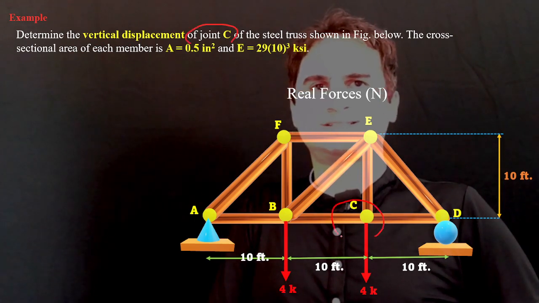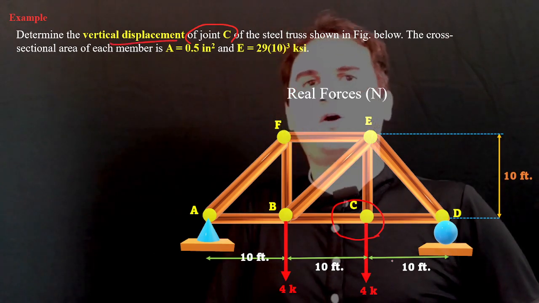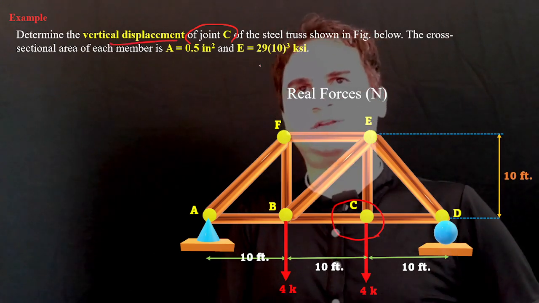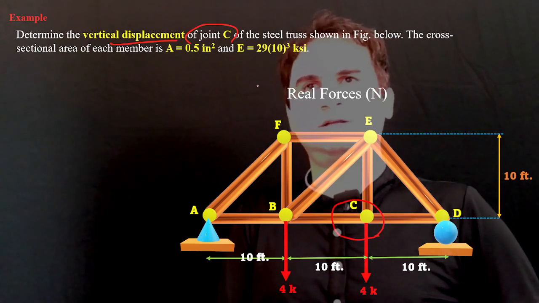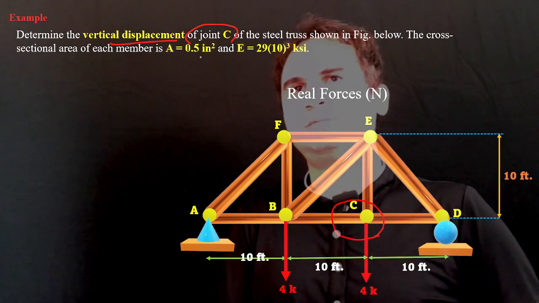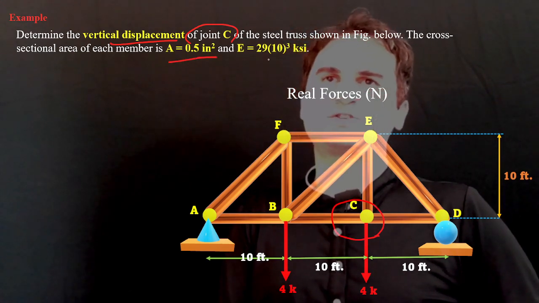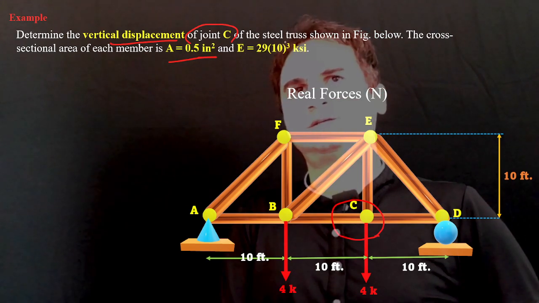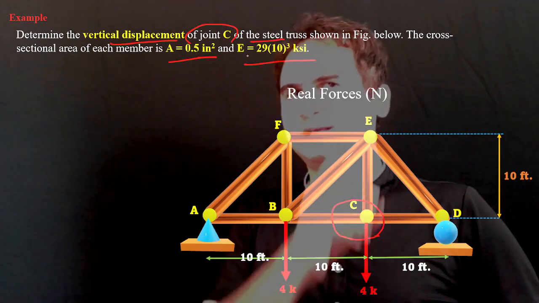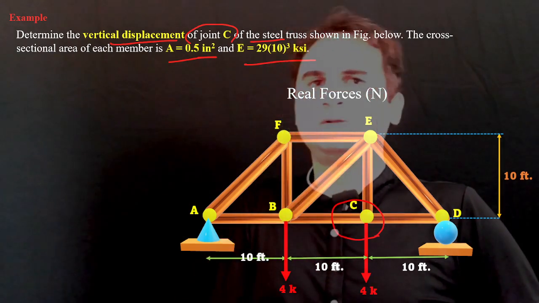So this is joint C, and we want to calculate the vertical downward displacement of this joint. In the steel truss presented below, every member has an area of 5 inches squared, and the modulus of elasticity for steel is provided as 29 times 10 cubed KSI, kilopounds per square inch.